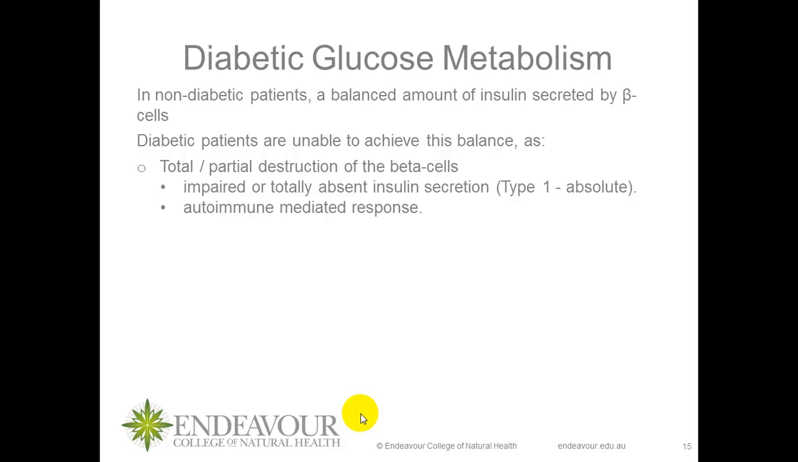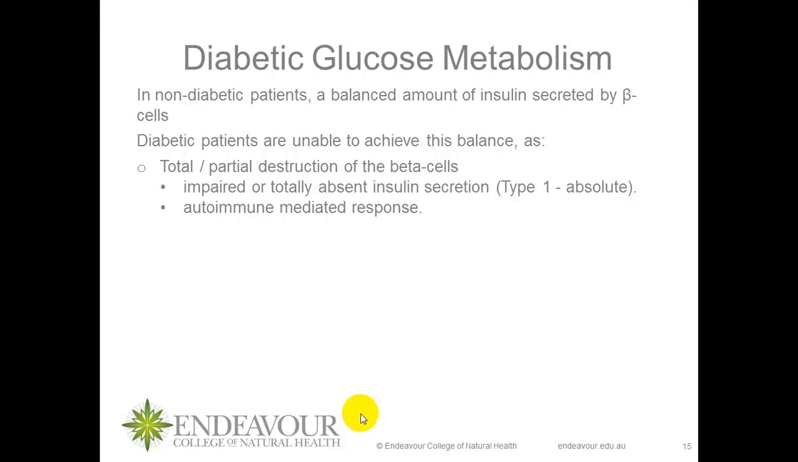So in a non-diabetic patient, it is your normal insulin levels that control blood glucose levels. In a diabetic patient, there might have been total or partial destruction of their beta cells. If it's type 1 diabetes, there's been impaired insulin secretion or insulin production, and it tends to be total.